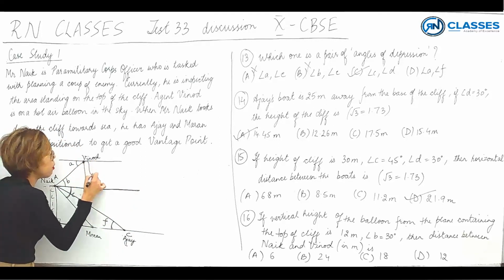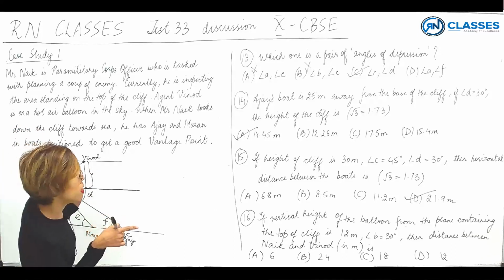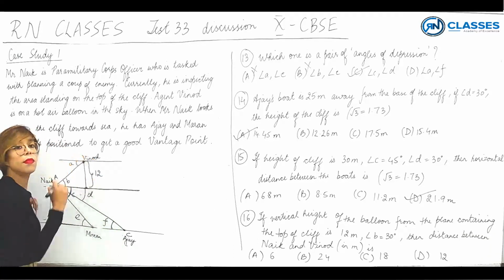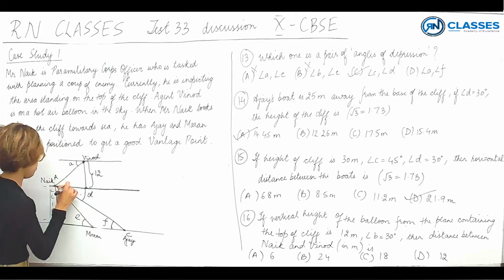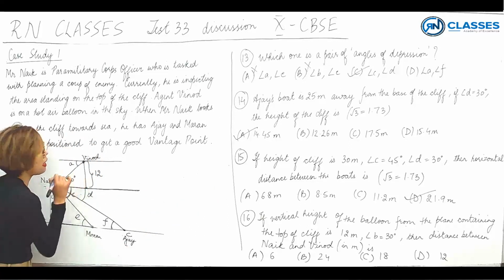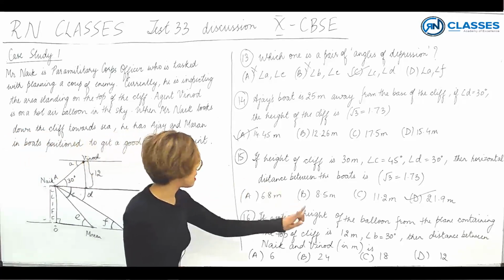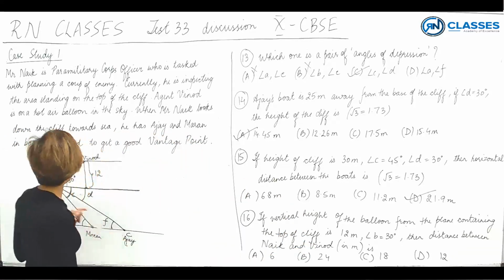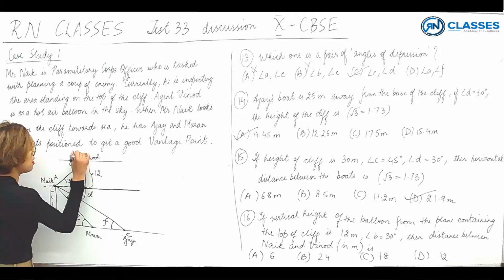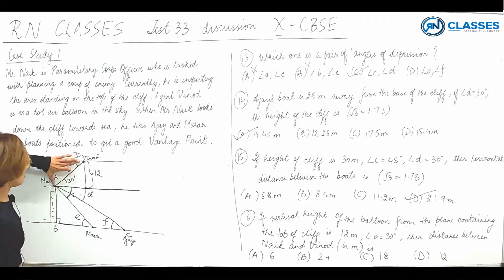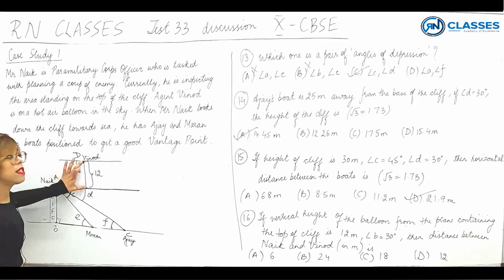This is given to be 12 meters. Right? Now, angle B is 30, so this angle is 30. You are interested in the distance between Nayak and Vinod. Now, Vinod is here and Nayak is here, so that means you are interested in this distance, AD.